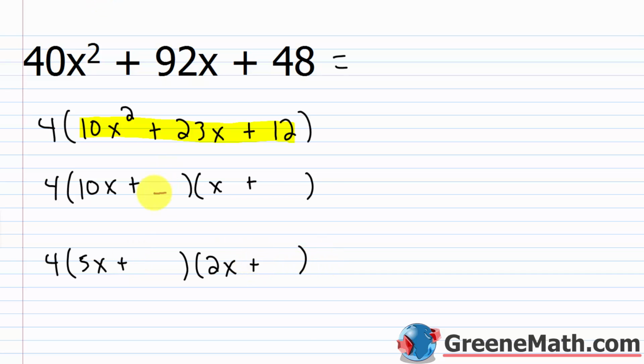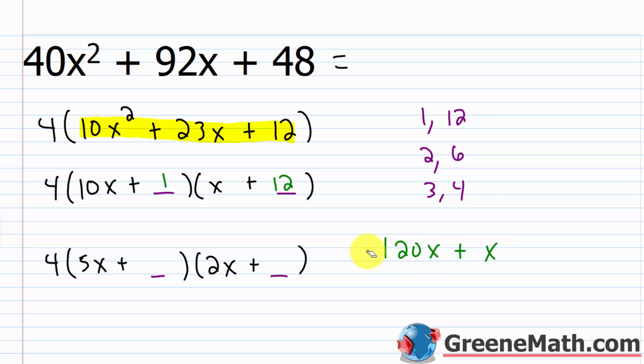So I just need to figure out these two final terms and see which one of these is going to work out. So if I look at my 12 here, I know 12 has factors of 1 and 12. You could do 2 and 6, and then you could do 3 and 4. So let's start with this top one, and let's think about 1 and 12. If I put a 1 here and a 12 here, will that give me the correct middle term of 23x? Well, the outer would be 120x, and the inner would be 1x. So we know that's too large, right? So we can just throw that out.